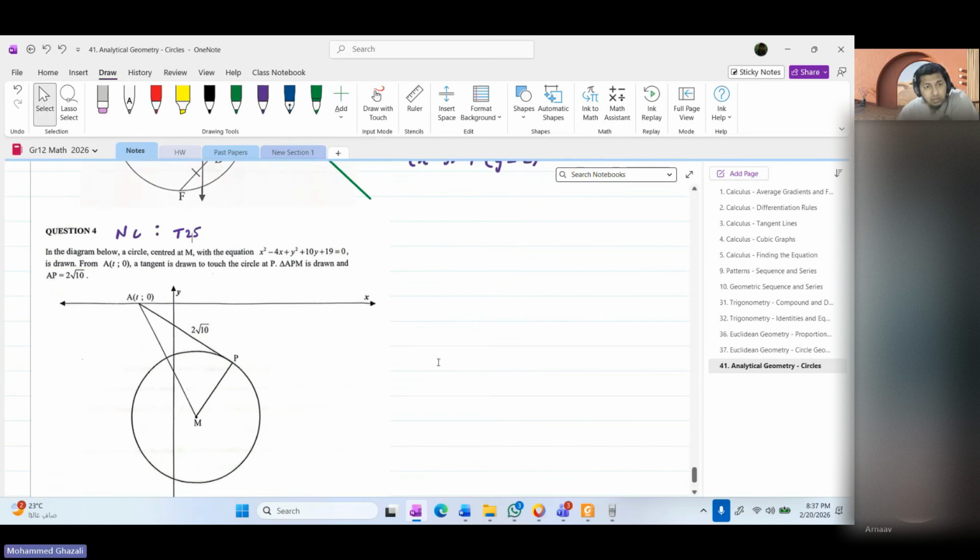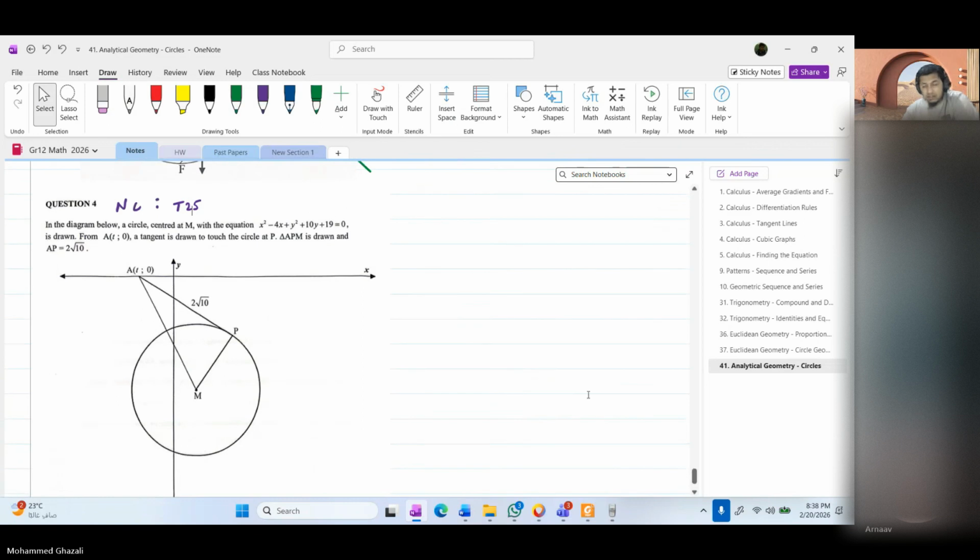In the diagram below, a circle is centered at M with the equation given. Look at the equation of the circle, which means that we need to complete the square to get the center and the radius, so we can get MP. From A, which is (t, 0), a tangent is drawn to touch the circle at P. This is the tangent, so tangent is perpendicular to radius.